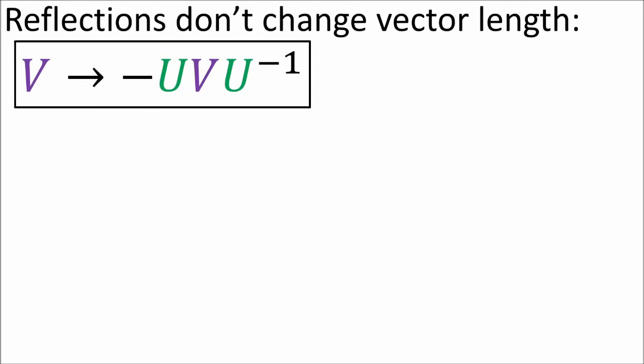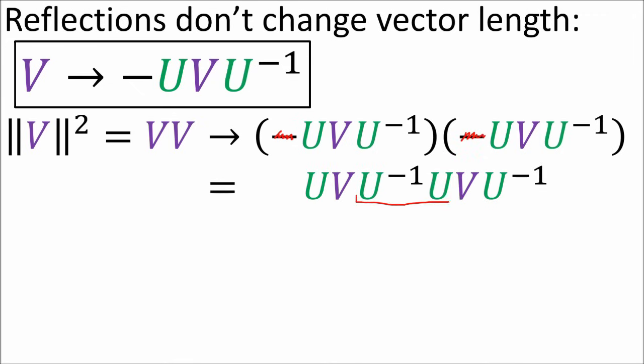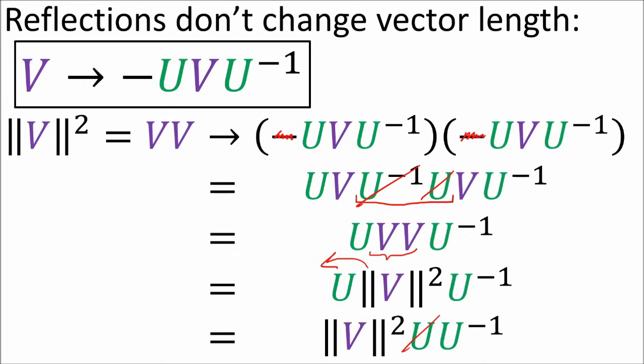We can also confirm that this reflection formula keeps the length of v unchanged. If we take v times v and then reflect both v's, the negative signs cancel, and the inner u inverse and u cancel. v times v gives the squared length of v, which is a scalar that can be moved here, so that u and u inverse cancel. So the squared length of v is unchanged by reflection.